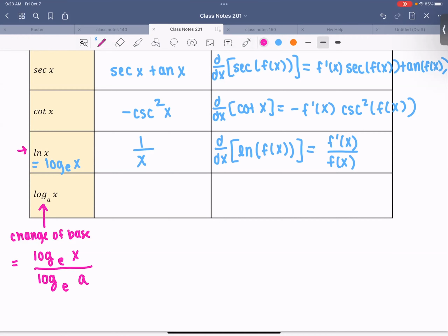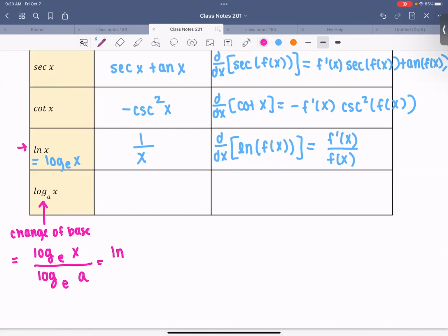Okay, what's log base e of x? That's another way to say it: ln of x, right? And log base e of a is ln of a. So technically this function is 1 over ln a times ln x. Okay. What's the derivative of 1 over ln a times ln x? Not quite. Is this a function?